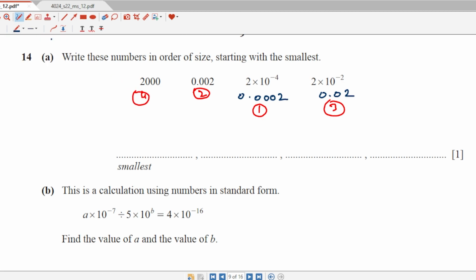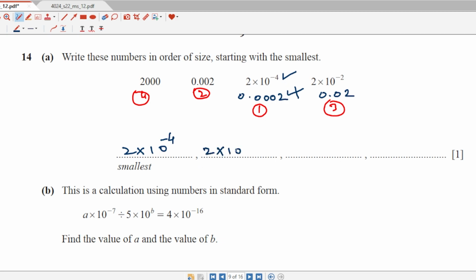We can rearrange these numbers. In the answer space, you need to write the original number, not the simplified number. This number 0.002 is just for our own satisfaction, so that we can compare it with the other numbers. In the answer space, this number is not acceptable. The numbers given in the original question are accepted.